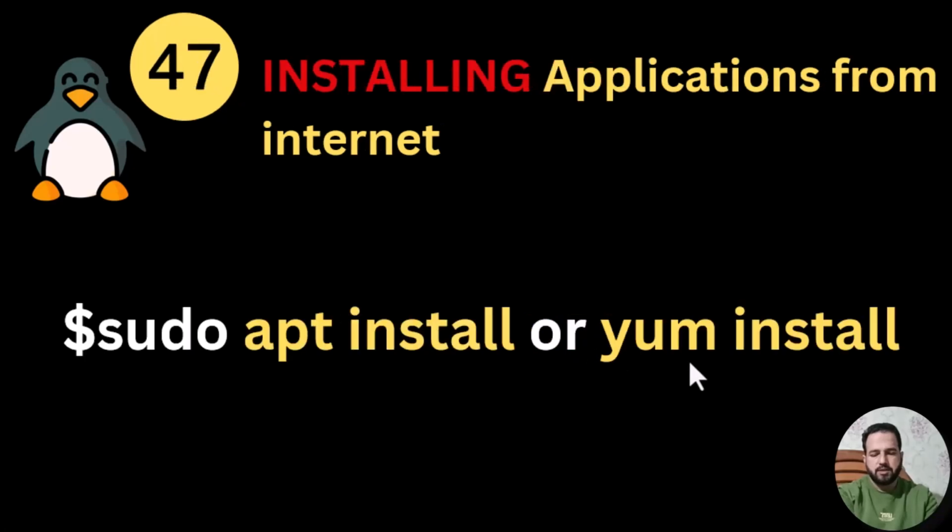Our next command is regarding installing an application from the internet. For that you need to execute the command sudo apt install or yum install. Yum is used in other variants of the Linux operating system, maybe on Red Hat or Fedora. But in case of this Ubuntu, you can use sudo apt install. So moving to our terminal, if I write here sudo apt install, and then we need to mention the application name that we want to install.